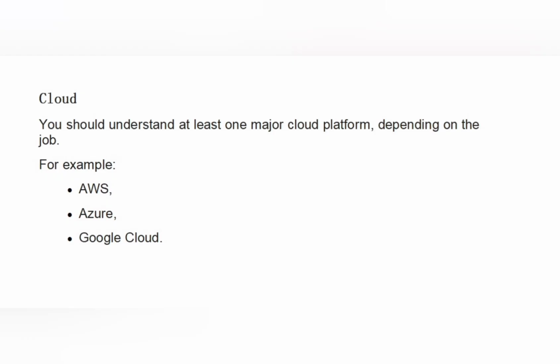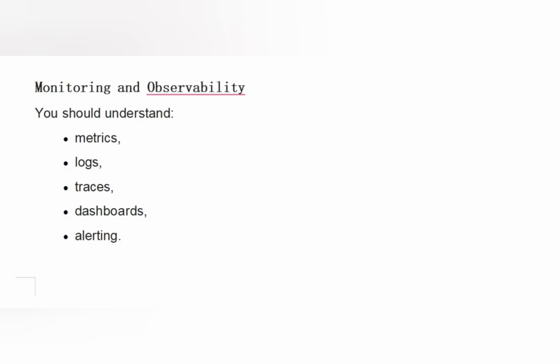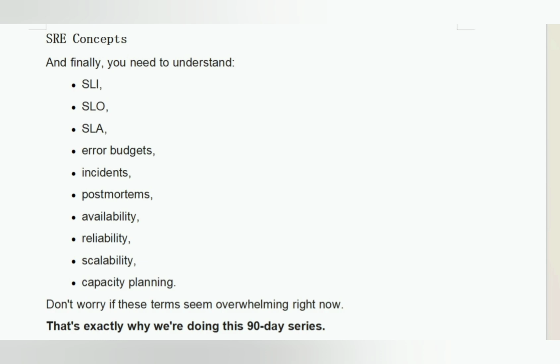For cloud, you should understand at least one major cloud platform depending on the job. It could be AWS, Azure, or Google Cloud. Monitoring and observability: you should understand metrics, logs, traces, dashboards, and alerting. For SRE concepts, you need to understand SLI, SLO, SLA, error budgets, incidents, postmortems, availability, reliability, scalability, and capacity planning. And don't worry if these terms seem overwhelming right now. That's exactly why we are doing this 90 days series.